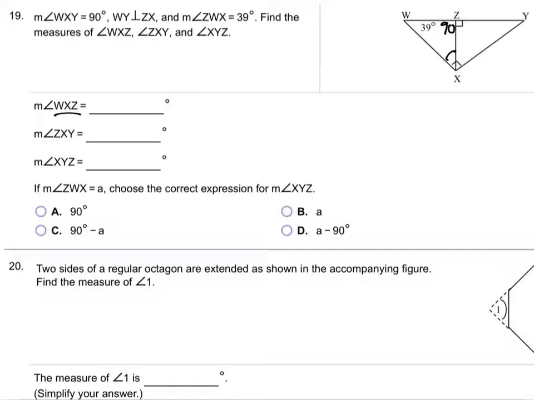Because that has to make 180 there, and this other side's 90. So that's 180. And so now we can find this side. It's got to be 180 minus 90 minus 39, which is 90 minus 39. What is that? 51. So that one's 51. And then ZXY.